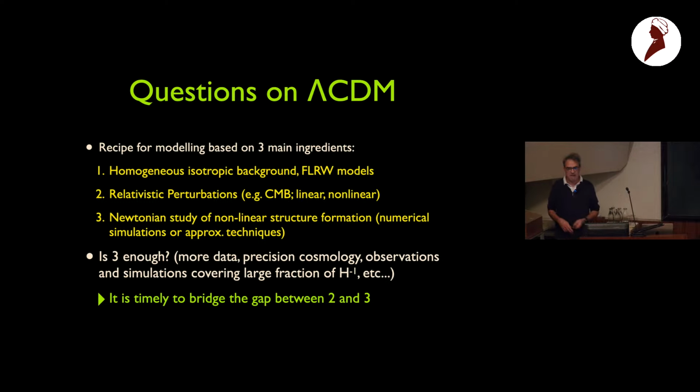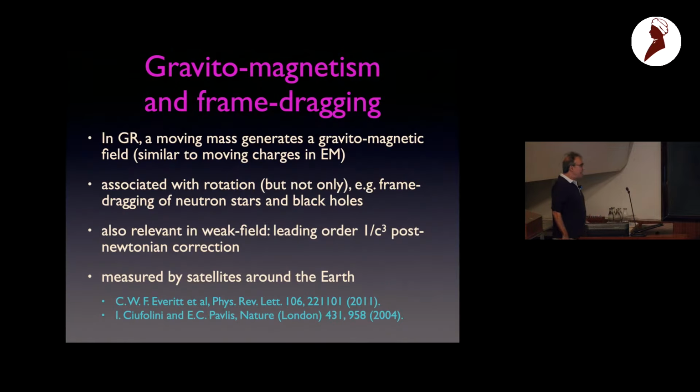Because we are in an era now where we have much more data, we need precision cosmology, we want to be accurate, as we said at the beginning of the meeting, and one way to be accurate is to check whether there are tiny GR effects in structure formation that we are neglecting, which may make us misinterpret what we see, okay? Right, so let me talk about gravitomagnetism.